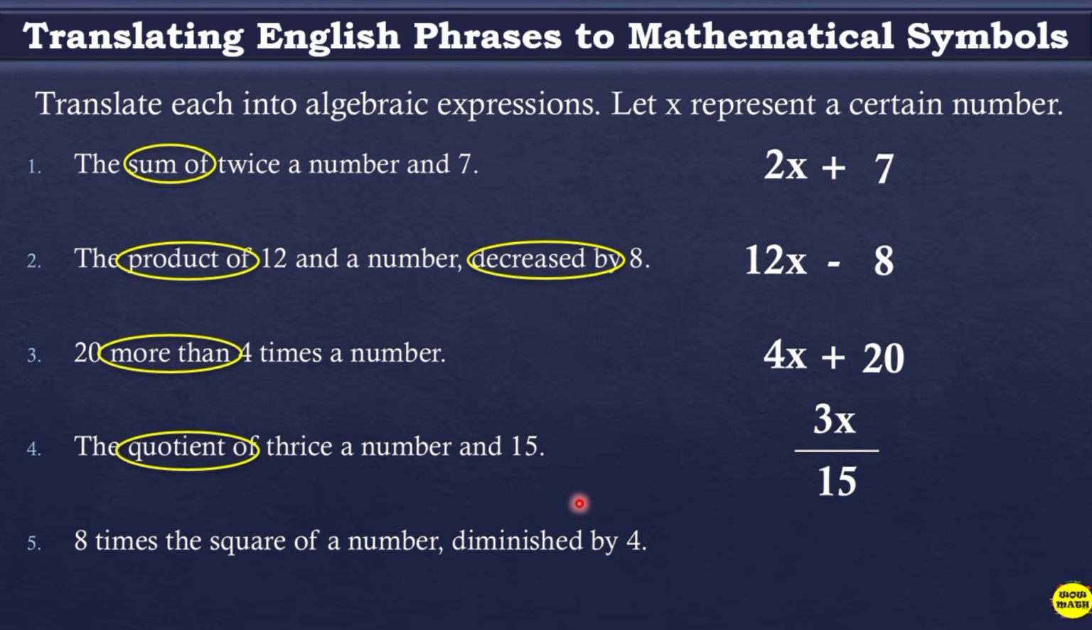Next. In number 5, we have square and diminish by. So, when we say square, what is this again? Exponent. So, 8 times the square of a number. So, square of a number, comma, diminish by 4. So, let's first make it 8 times the square of a number.